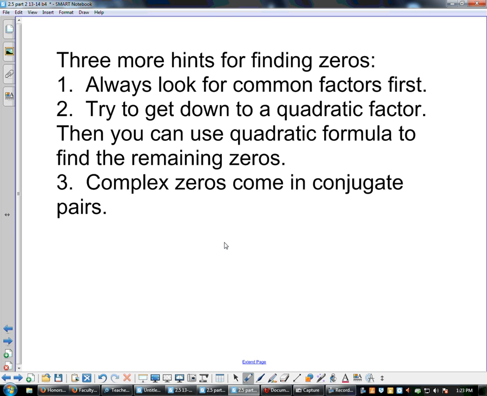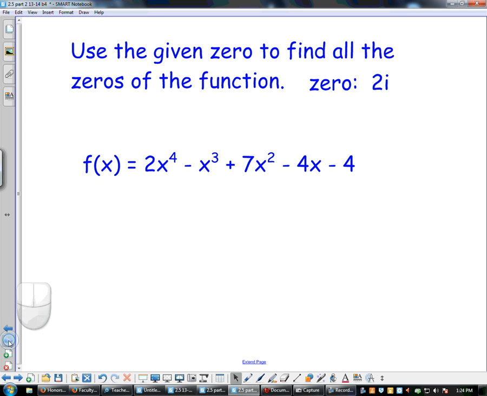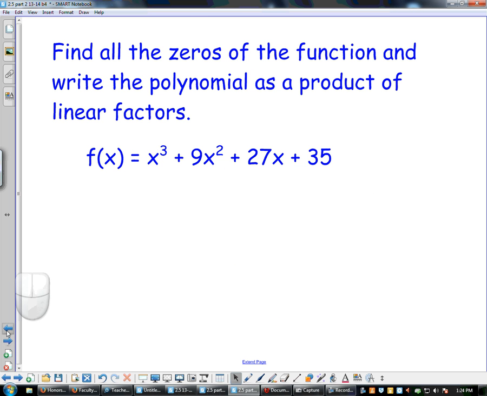So you know that, for example, in that last case, we had i times the square root of 3 over 2, and its conjugate would be negative i times the square root of 3 over 2, right? Think of it as 0 plus and 0 minus, right? So conjugate pairs. So if 2 plus 3i is a zero, then 2 minus 3i is also a zero. All right. Okay, so let's take a look at this example.